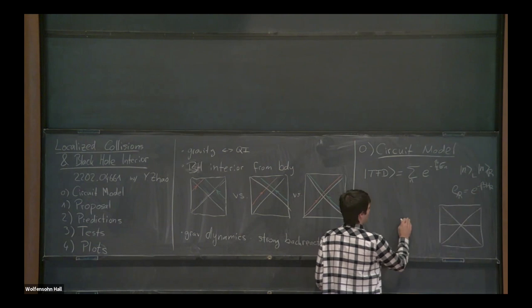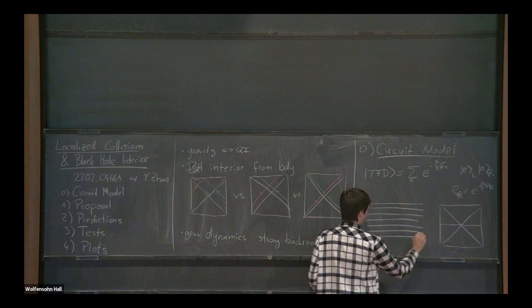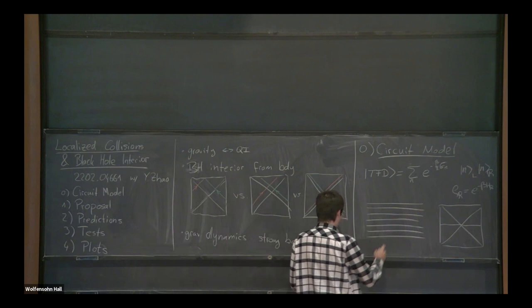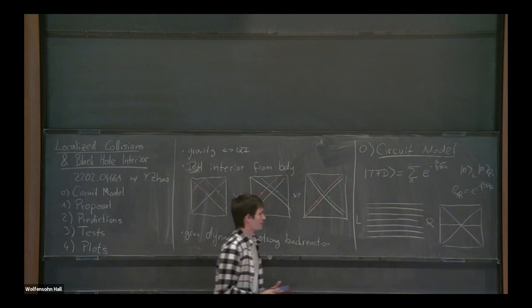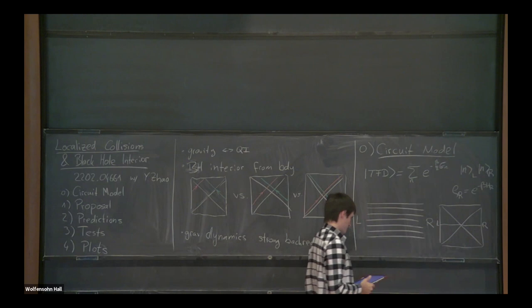So we're going to represent this state by a collection of qubits, which I just draw like this. Each of these lines is supposed to represent a qubit. The number of lines is of the order of the black hole entropy. And we imagine that the left and right systems hold all parts of these qubits. So these qubits represent the entangled state between the two systems.